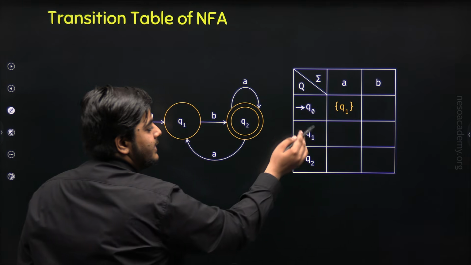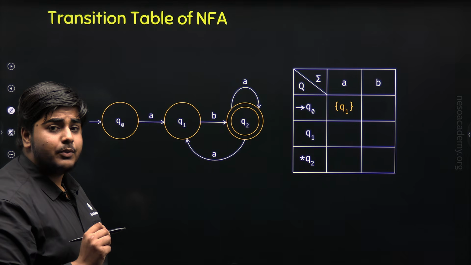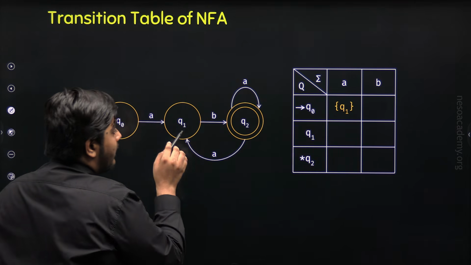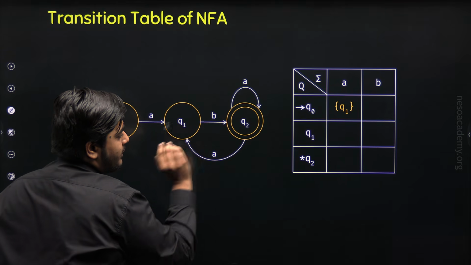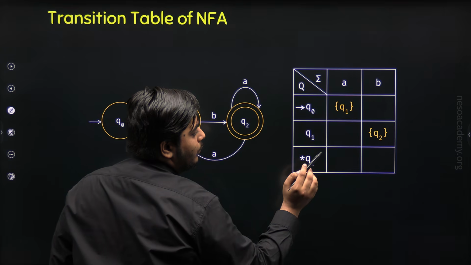Now let's talk about the state Q1. For the state Q1, there is no transition for input symbol A. So we will leave this cell blank. Now Q1 has a transition for input symbol B and the next state is Q2. So here we will write Q2.